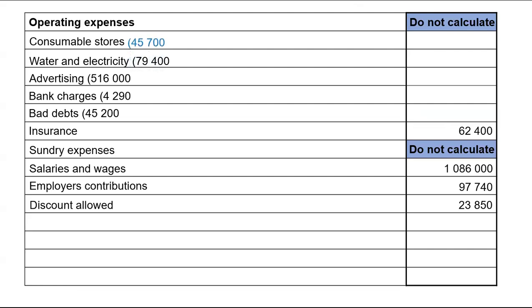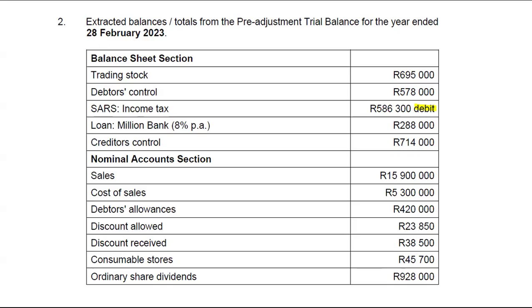Right? We good? Okay. So after consumable stores, we've got discount received. That is under income, discount allowed. That was under expenses. It was recorded.